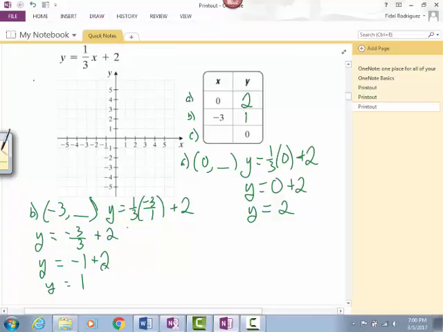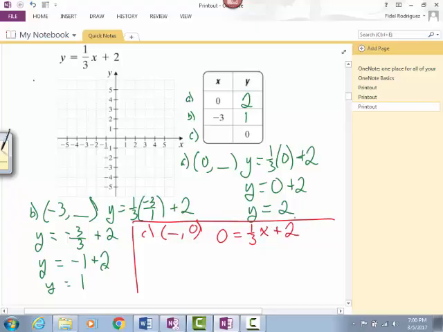All right, let me carve out some space so I can do my last part, part C. So in part C, I don't know what x is, but we do know that y is 0. Okay, so I'm going to write a 0 where I have my y. 0 equals 1/3 with an x plus 2. I need to go ahead and minus 2 on both sides. So that's going to leave me with a -2 equals 1/3 with an x.